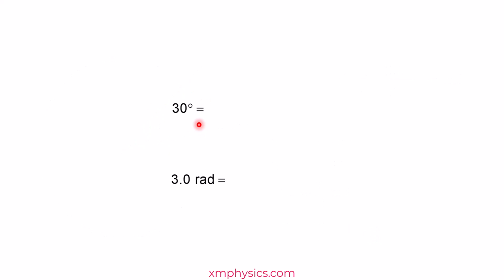So what would 30 degrees be in radians? You can calculate it this way. I can divide it by 180 degrees and times pi, because pi is 180 degrees.